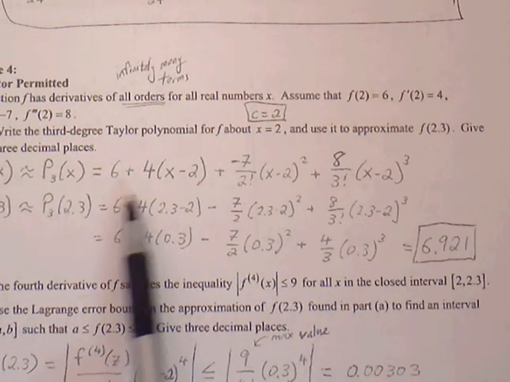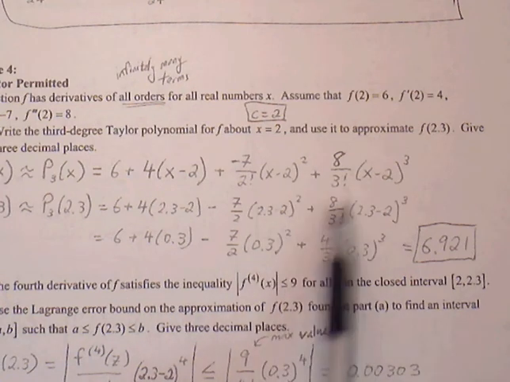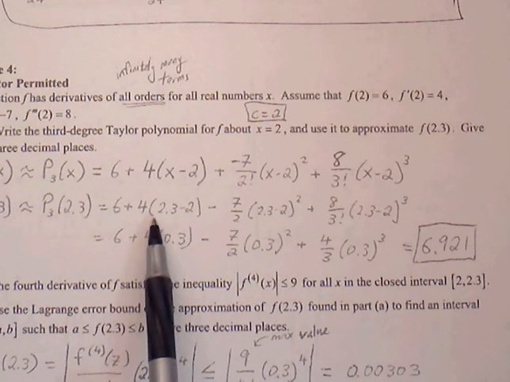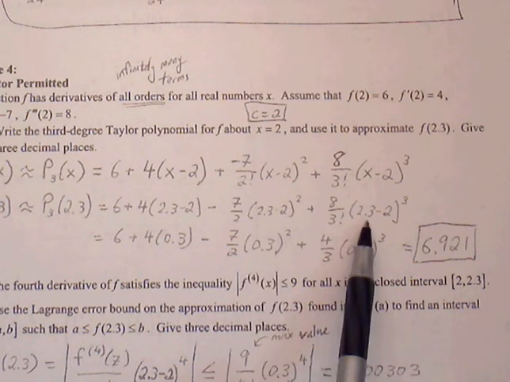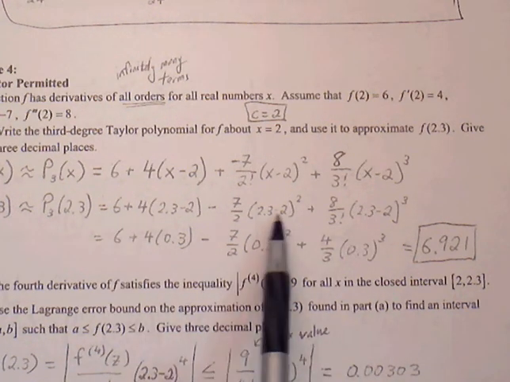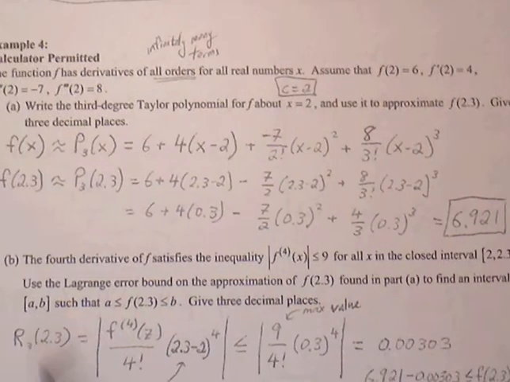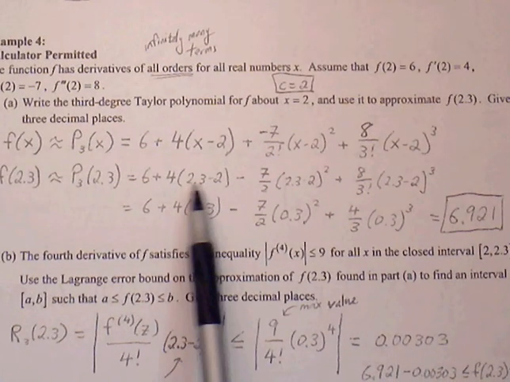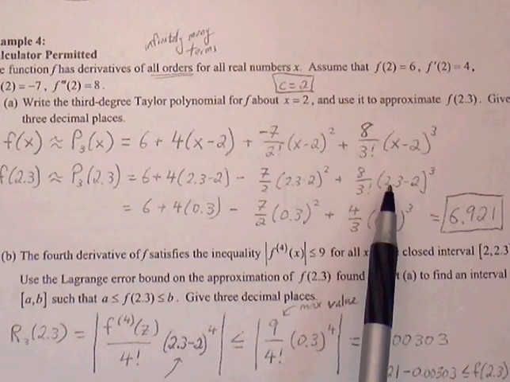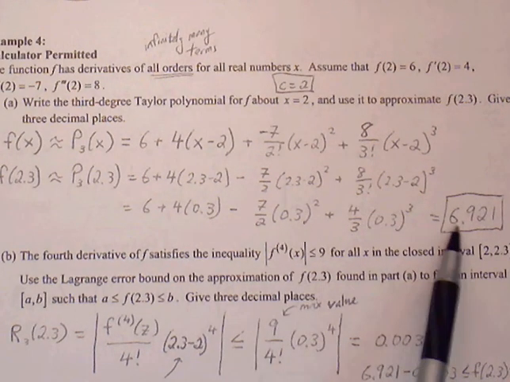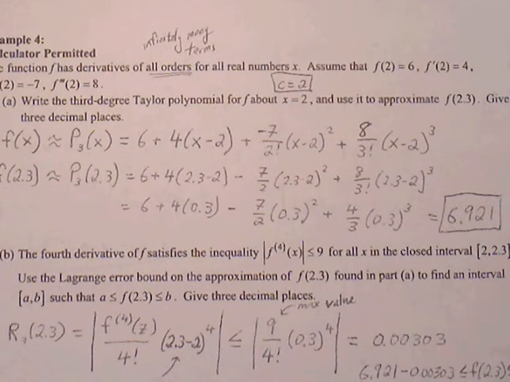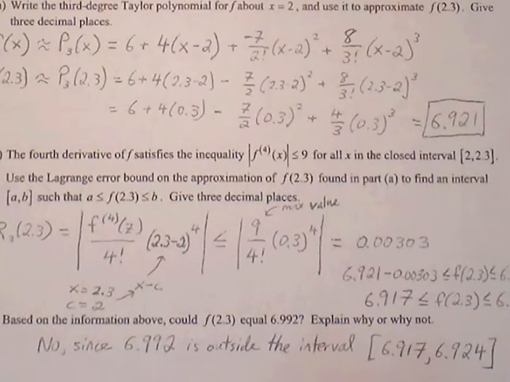So all we do is replace all the x values we see with 2.3. So 6 plus 4 times (2.3 minus 2). 2.3 replaces x. 2.3 replaces x. And we plug all this in our calculator. Or we can simplify this first. All this becomes 0.3, 0.3, 0.3. And f of 2.3 is simply going to be 6.921. Okay, moving on to the next section.